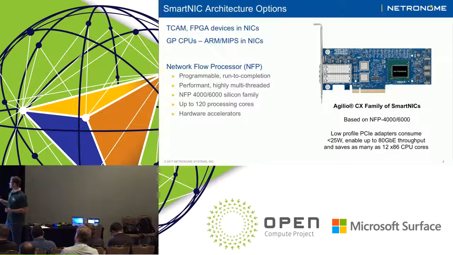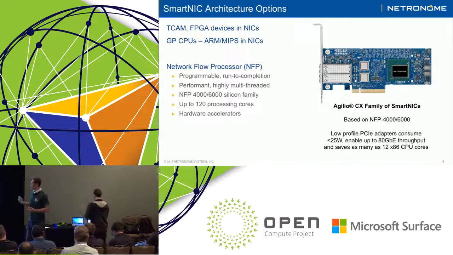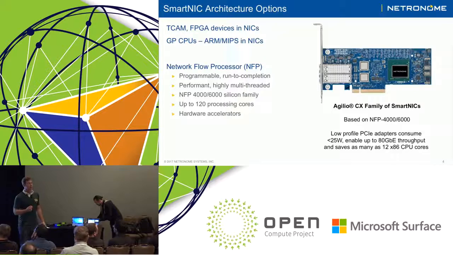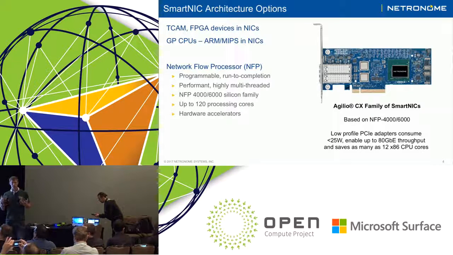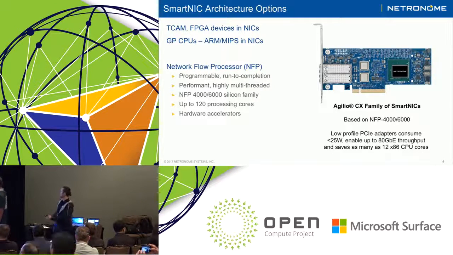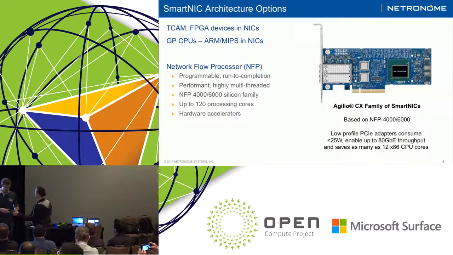Just to give you an example of what kind of architecture options there are out there, you've obviously got the TCAMs and FPGAs, and then you've also got ARM and MIPS CPUs which get used. What we have in our use case is the network flow processor. The network flow processor is a programmable run-to-completion model chip, which is highly multi-threaded. We've got 8 threads per core, and between 72 and 120 cores on there. These are fully programmable, so you program them in effectively C.